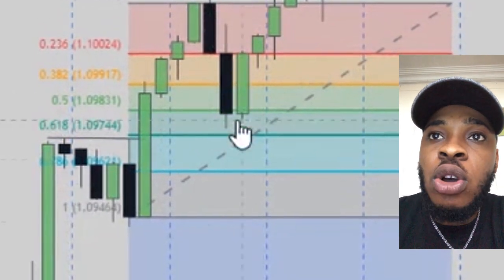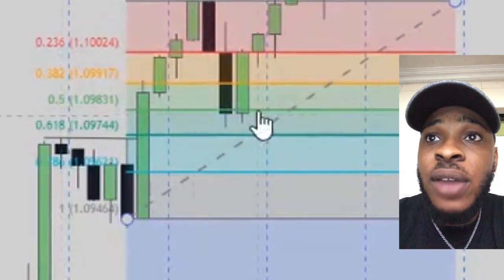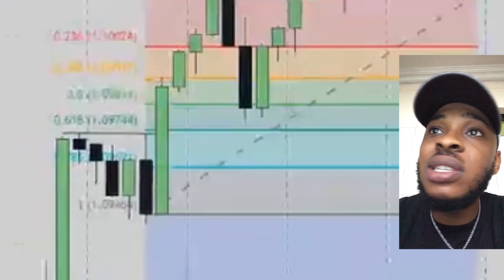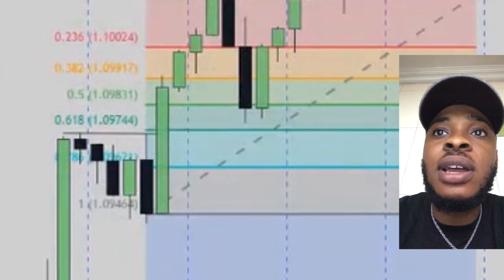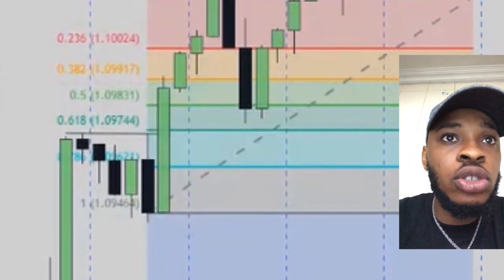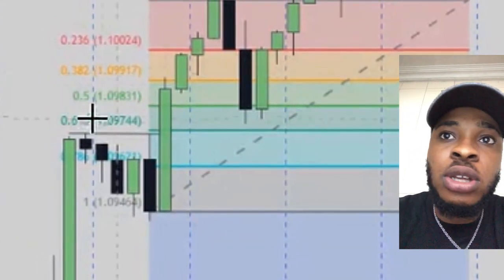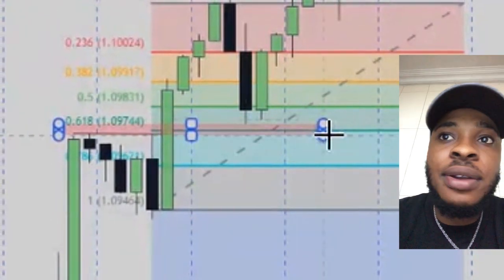Now this is where the retracement comes in. Can you see it's retraced to 0.5 level and it took off from here? This is a very, very sustainable strategy. So how do you get your entry? You just find out that as a price action trader, I'm not talking about smart money concept right now. I'm talking about normal support and resistance.